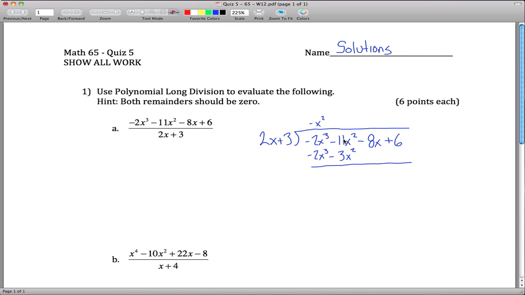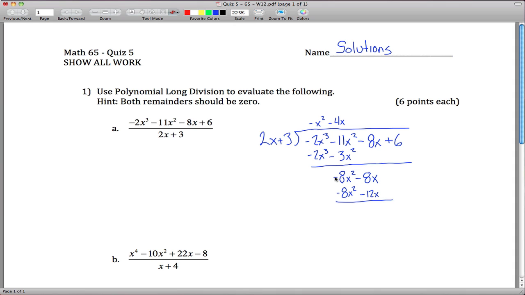And now what I want to do is take this and subtract this. So negative 2x cubed minus negative 2x cubed is just 0x cubed. Negative 11x squared minus negative 3x squared is the same as negative 11x squared plus 3x squared, which is negative 8x squared. And then I bring down this negative 8x. And then repeat. What number can I put here so that when I multiply it against this, I get negative 8x squared? That number is negative 4x. Negative 4x times 2x is negative 8x squared. Negative 4x times 3 is negative 12x.